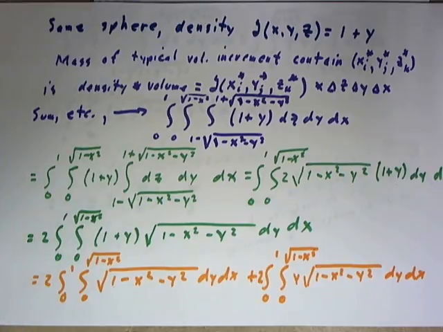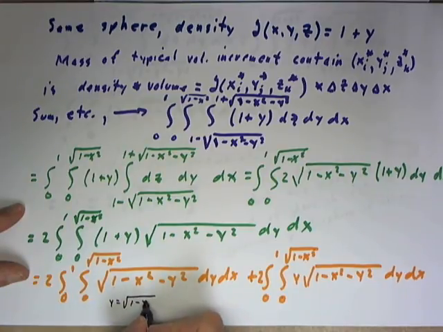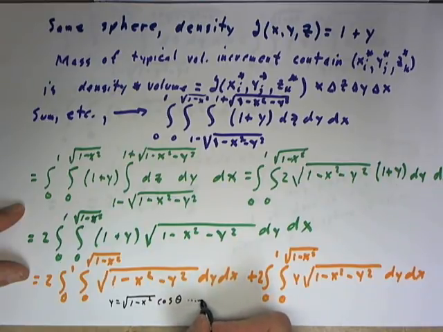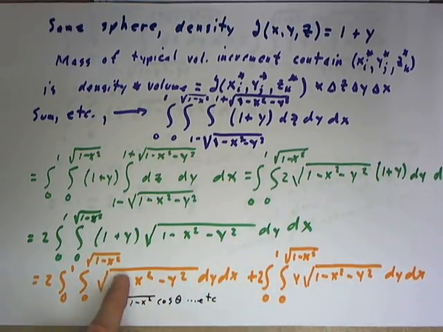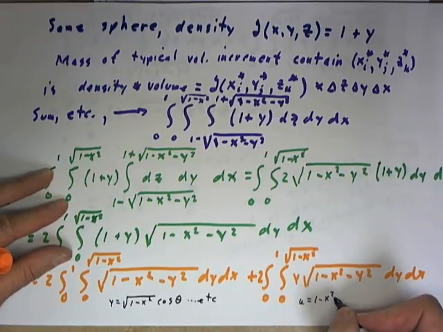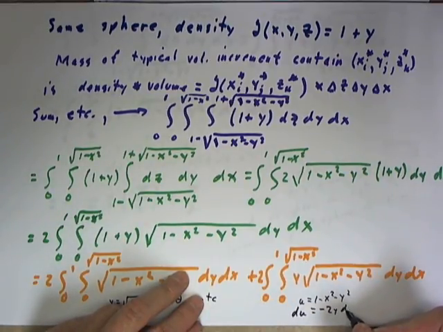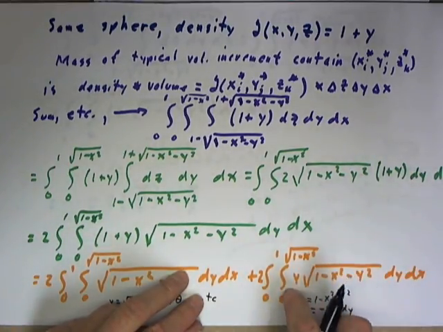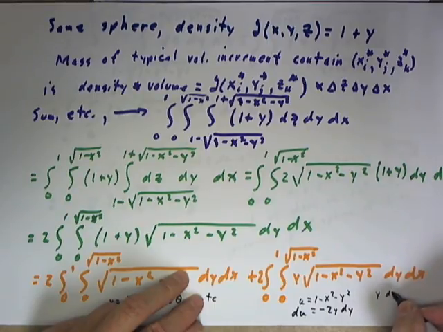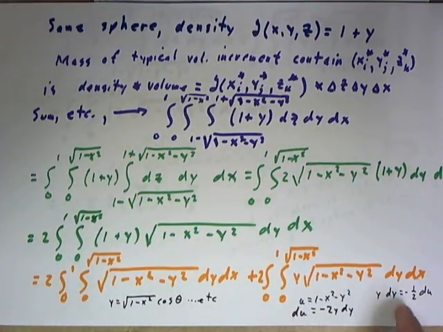But just to indicate what the substitutions would be, we're going to let, in this case, y equal the square root of 1 minus x squared cosine theta, etc. Exactly the same process we've used a couple of times, but now we've got this integral here, and in this case we're simply going to let u equal 1 minus x squared minus y squared, so that du is negative 2y dy, and the y dy that we have here is then negative 1/2 of a du. So we're going to just have the integral of negative 1/2 du between these limits on y. We'll complete that integral on another clip.